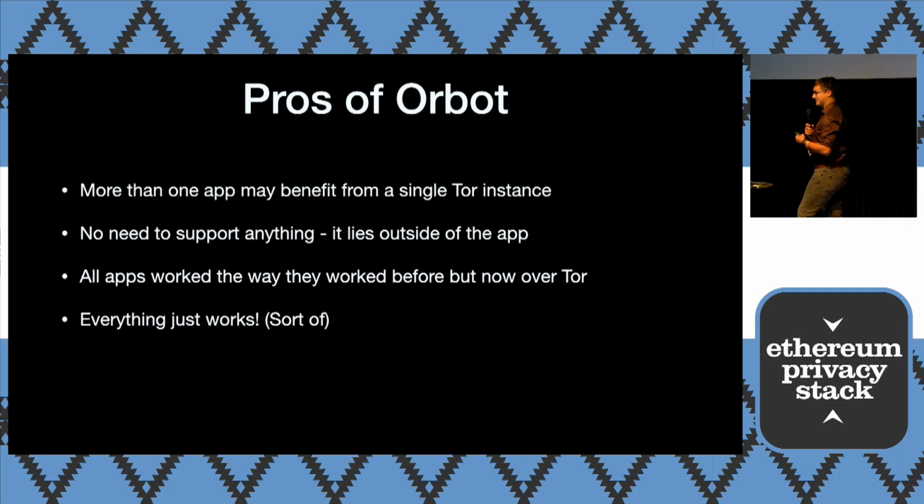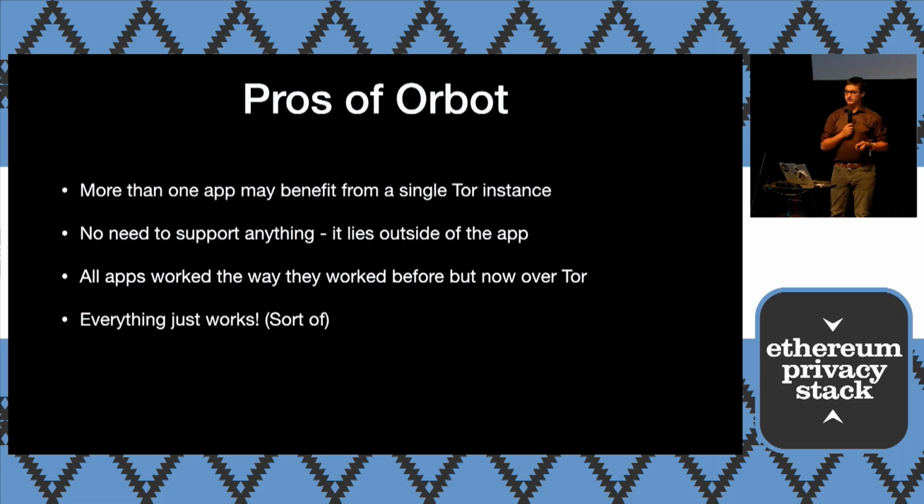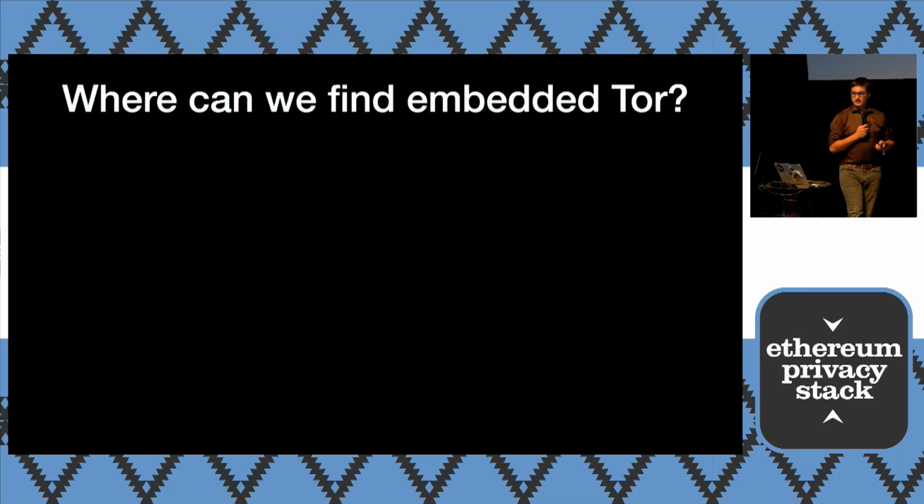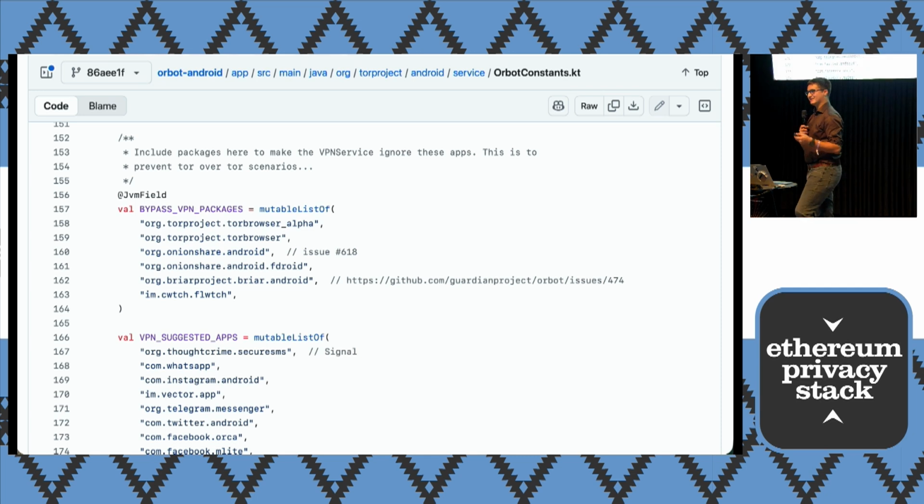As for us developers, there's no need to do anything about that, because the user just configures that entirely outside of our app, and everything just works, for the most part at least. But where can we find the embedded one, the one that we put inside of our app? Well, Orbot on Android very conveniently maintains a list of apps that use Tor, and if you read a comment there, it says that this list is here to prevent Tor over Tor.